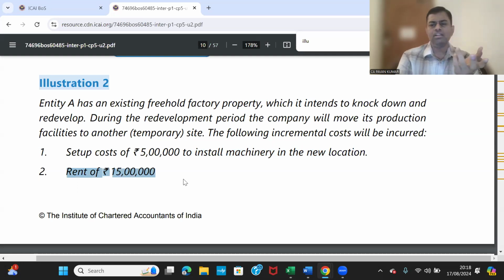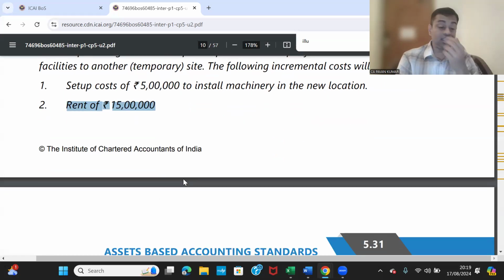Obviously, if you use your brain, rent, how can you capitalize rent? Now you cannot say, sir, rent also is not a regular operating cost, we are in the process of capital. Don't tell all this nonsense. Rent cannot be capitalized in this case. Okay. Probably in any case.